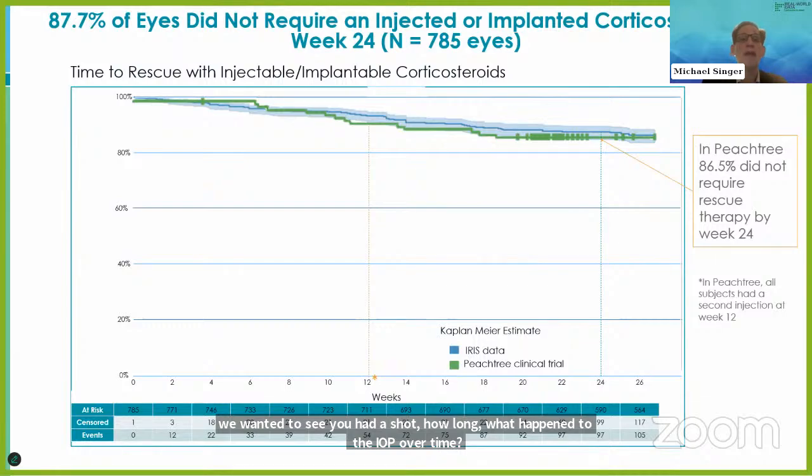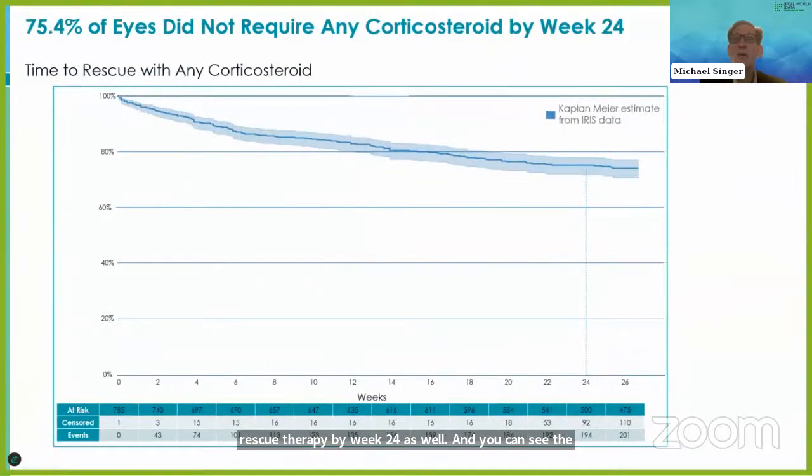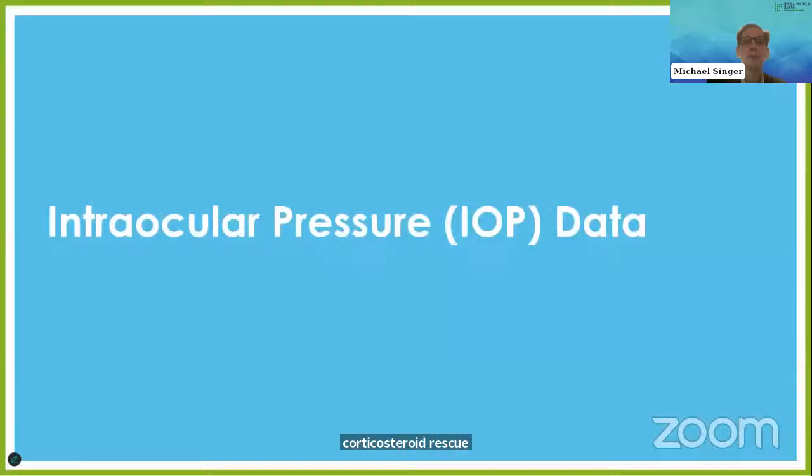Essentially what we found is that 87% of people did not require an injected or implanted corticosteroid by 6 months. This is very similar to the results in Peachtree, where 86.5% of people did not require rescue therapy by week 24 as well. You can see the numbers essentially overlap each other. When we look at any corticosteroid, not only injected or implanted, but even topical steroid, 75%, three-quarters of patients, didn't need any type of corticosteroid rescue within the first 6 months.